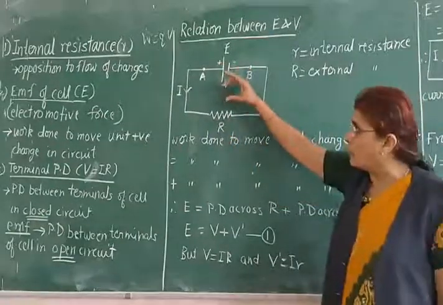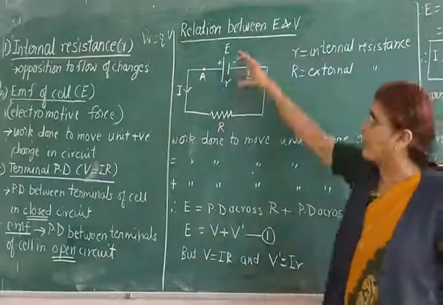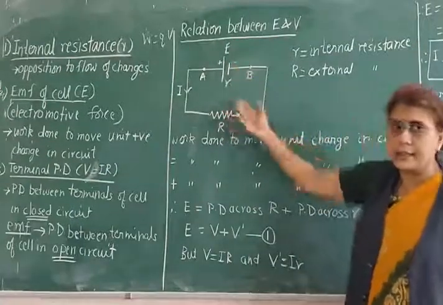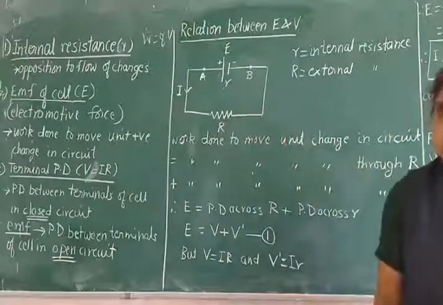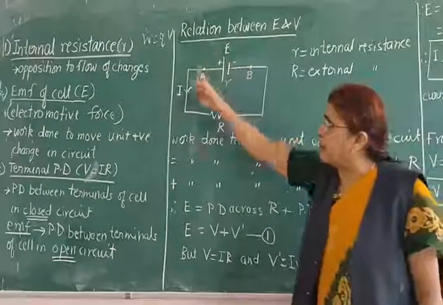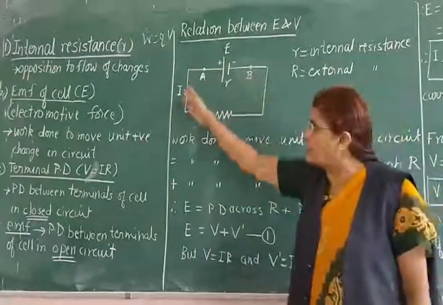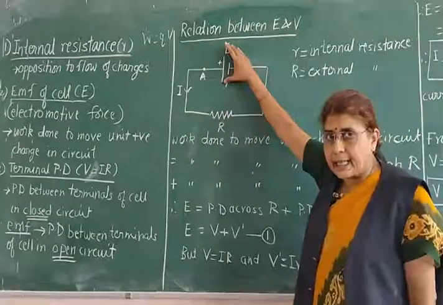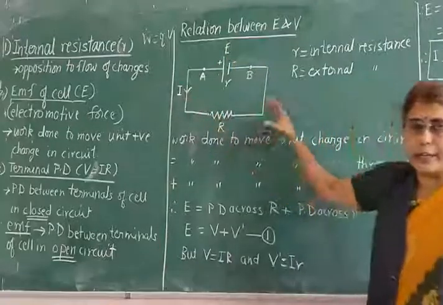Now you want to have current through the resistor. So you have connected a cell to a resistor. Once you connect a cell to a resistor, as I just told you, a cell will maintain current in the circuit. Then current begins to flow in the circuit. So I is the current that is flowing in the circuit. Because of this cell, the current I is flowing in the circuit.